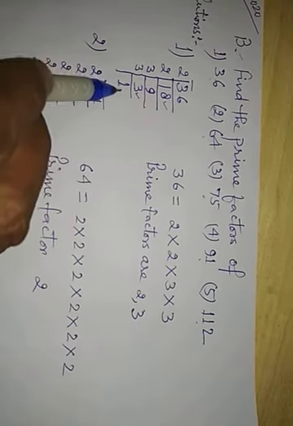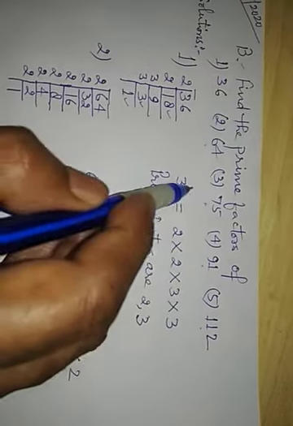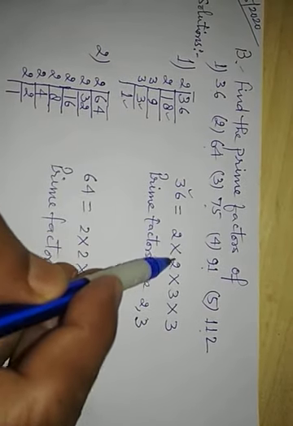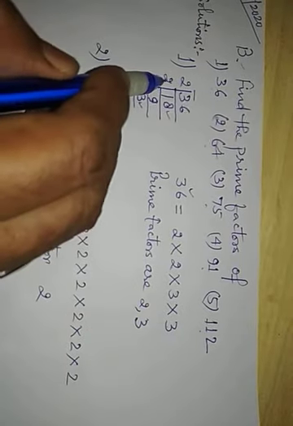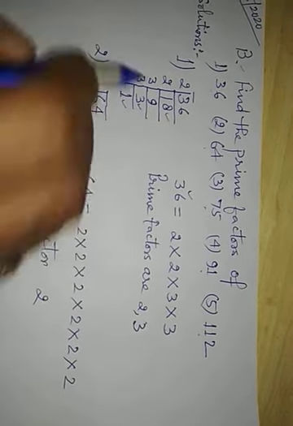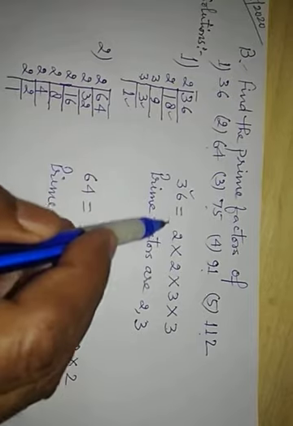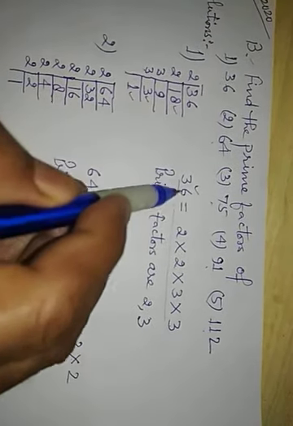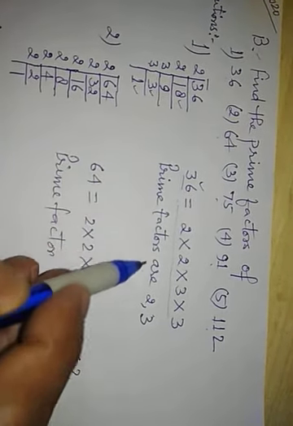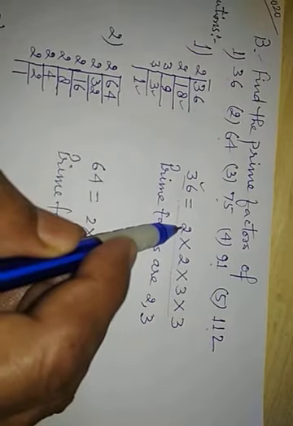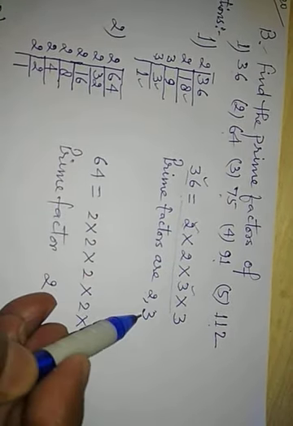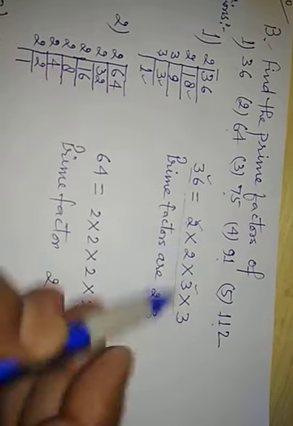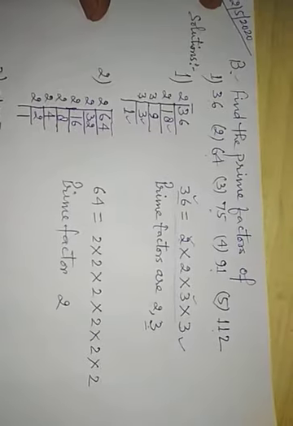3 1 are 3. So in this way 36 can be written as 2 into 2 into 3 into 3. So this is the prime factorization of 36. Prime factors are 2 and 3 because 2 one time you have to write and 3 one time you have to write. So prime factors are 2 and 3, or you can leave it up to that only.